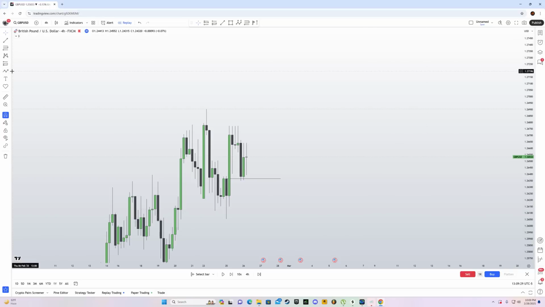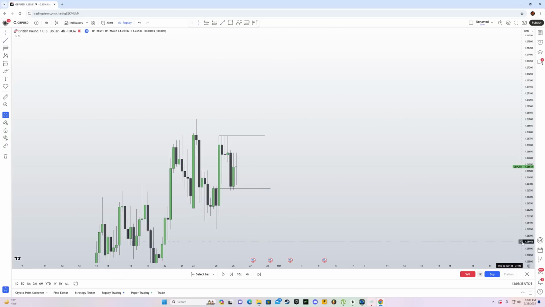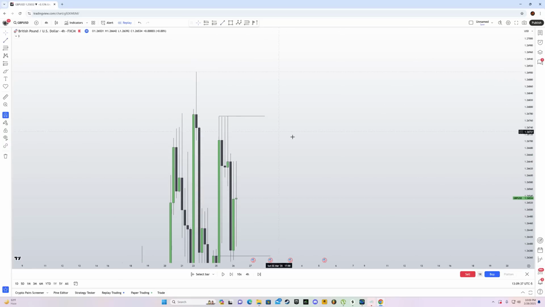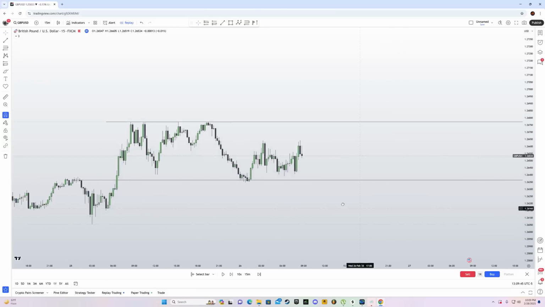So now price reached into this order block here. This is a PD array. And what else do we have here? We have these very clean equal highs resting just around here. Now, when price tapped into this order block, what I'm going to do is go to the 15-minute time frame.